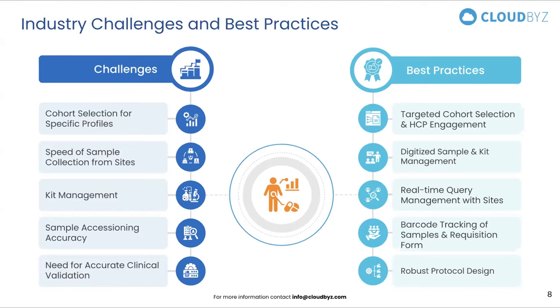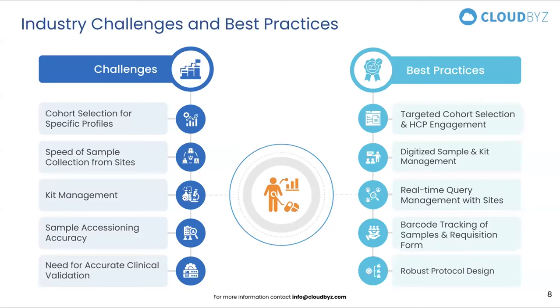The fourth best practice speaks about barcode tracking and sample and requisition forms. Introducing barcode tracking for samples and requisition forms can dramatically improve the accessioning accuracy. This practice minimizes human errors and ensures that each sample is accurately tracked from collection through to the analysis. It also facilitates easier and more reliable data management.